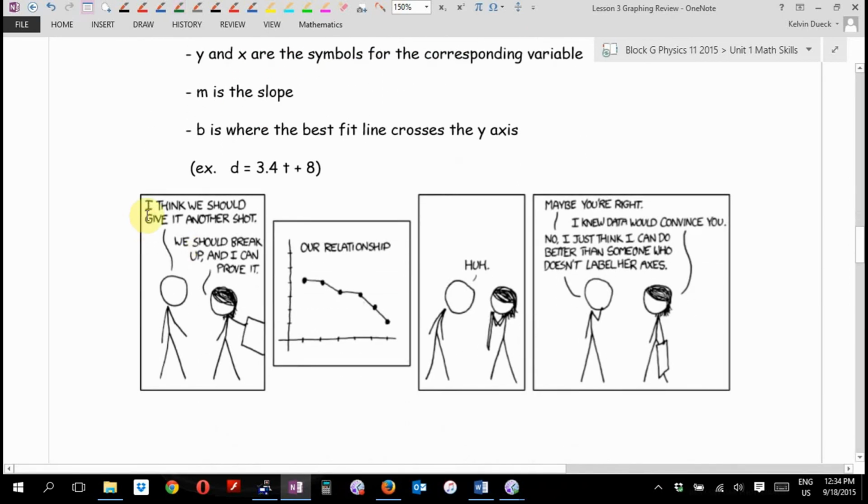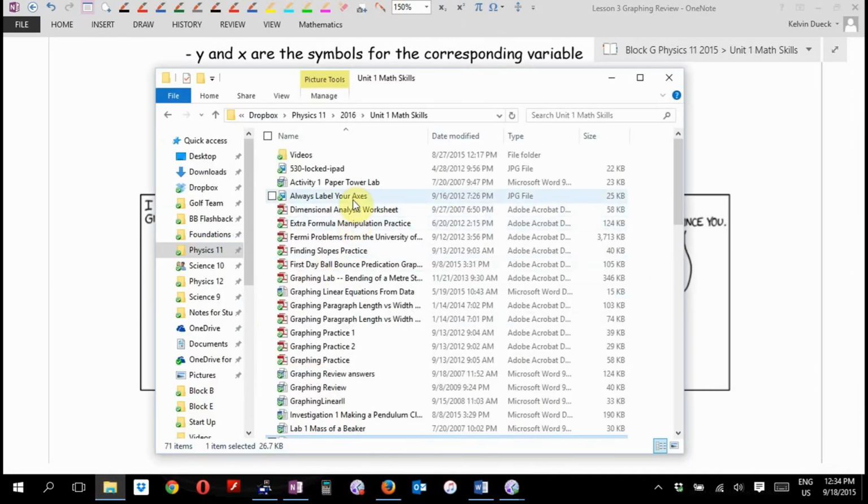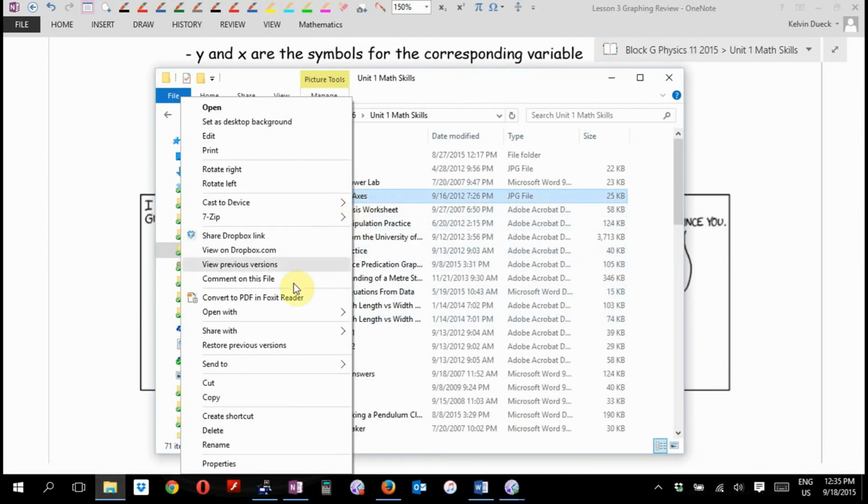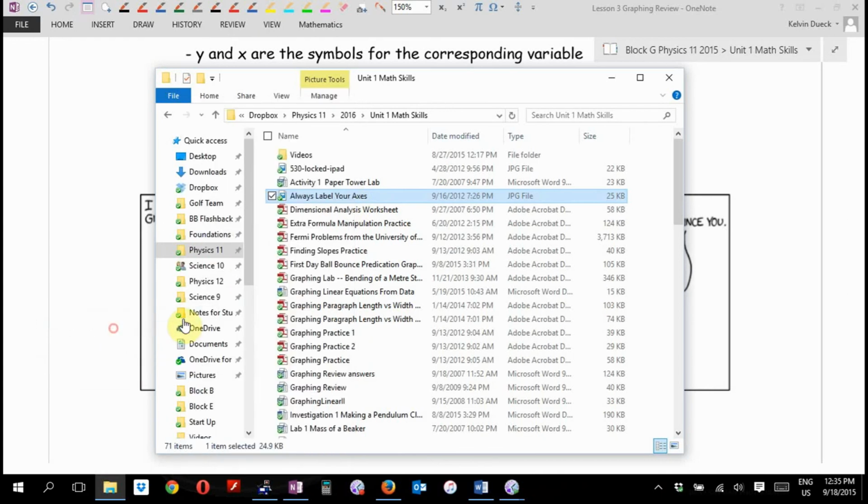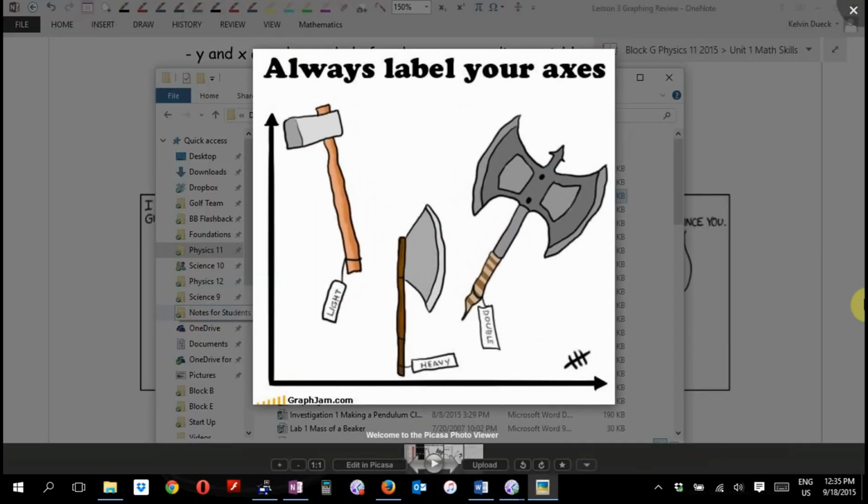I think we should give it another shot. We should break up, and I can prove it. Here's a graph of our relationship. Huh. Maybe you're right. I knew data would convince you. No, I just think I can do better than someone who doesn't label her axes. And guys, you can do better than someone who can. So I got that one, and give you one more. Nerd humor. Always label your axes. Okay. No? Tough audience.